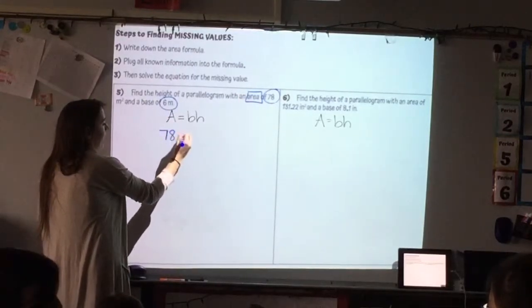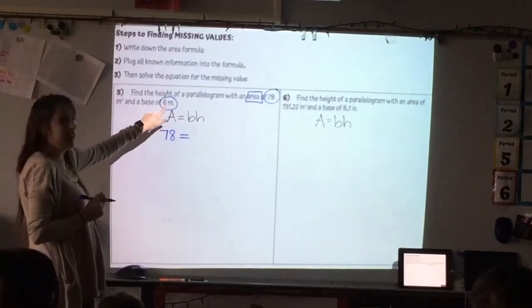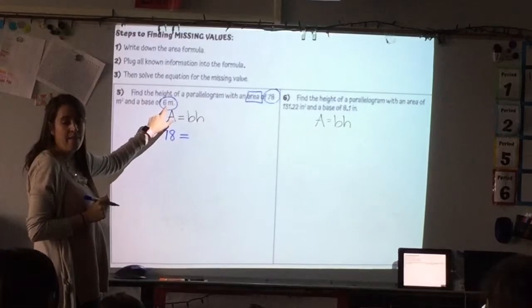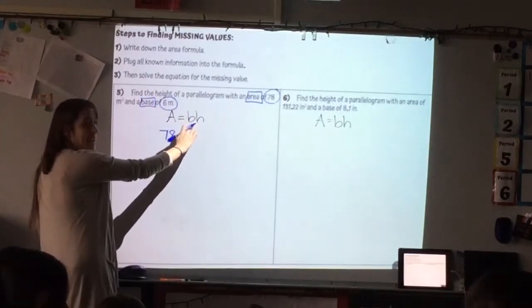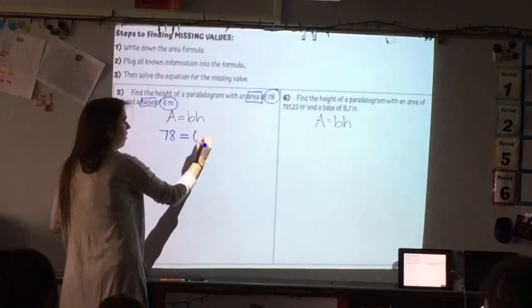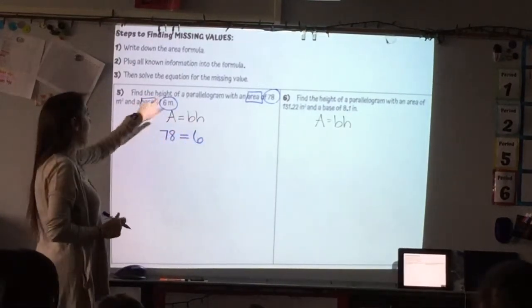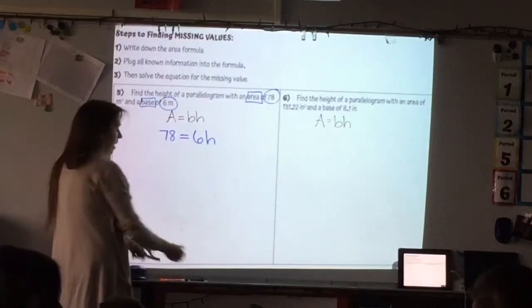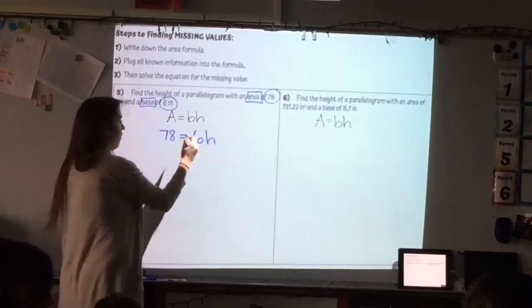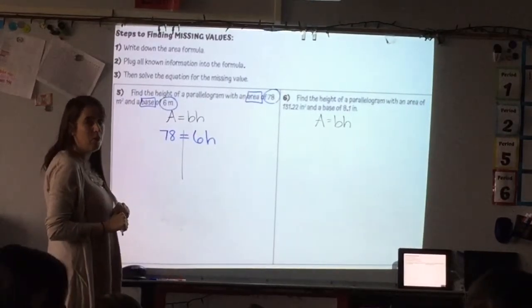So I'm going to plug that in for A in our formula. The 6 is referring to what? The base. So I'm going to plug that in for the B in our equation. Do we know the height? No, it says find the height. So we need to keep that as our variable. Now we've got an equation that we can solve. How do I solve this equation? Easy. By doing what, Amir?